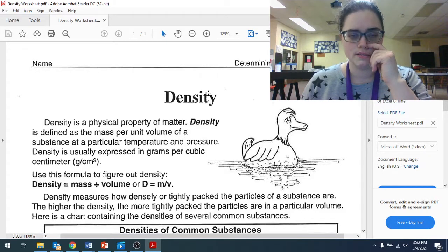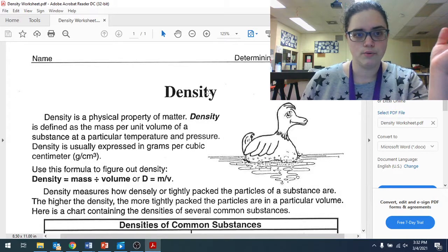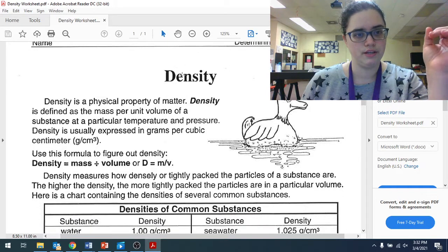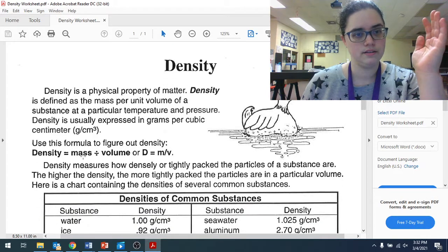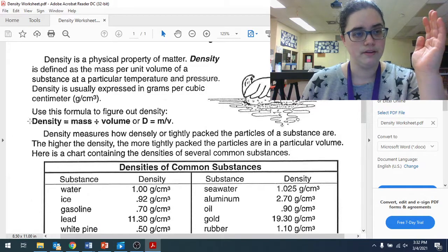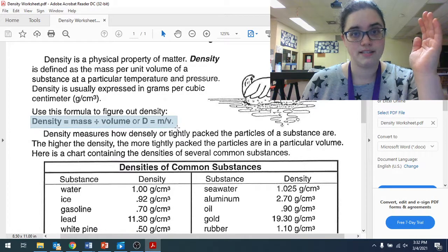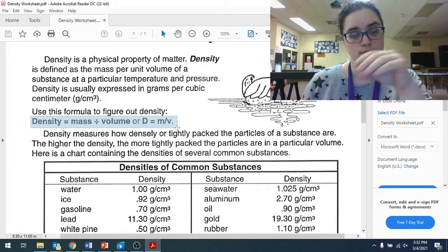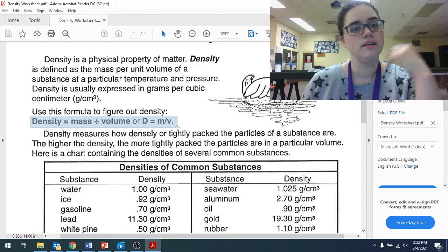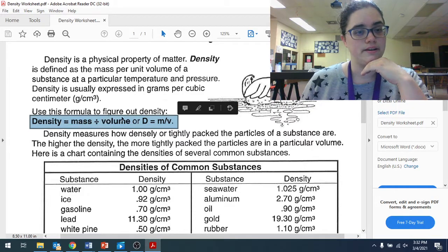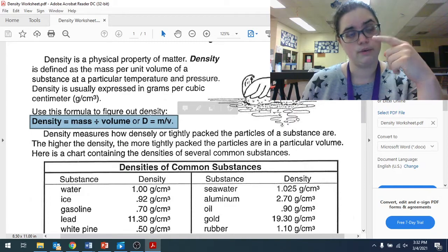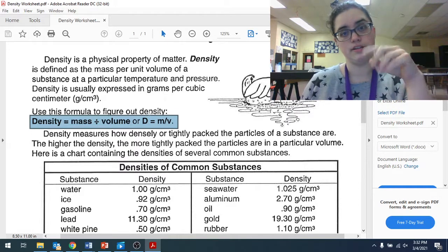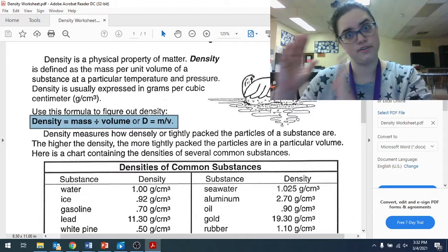But density is one of the physical properties of matter. This whole worksheet, I'm not going to read the whole thing. Density is mass divided by volume. So how much mass you have per how much volume you've got. That comes up in one of the questions, the one that has 3 parts down below. So you're going to divide whatever the mass is by whatever the volume they give you.